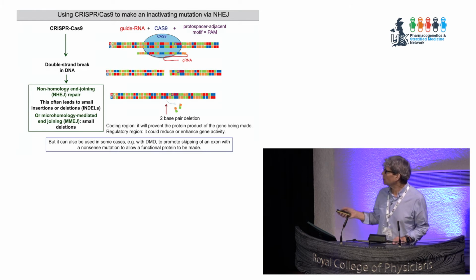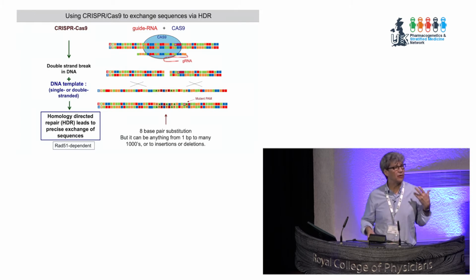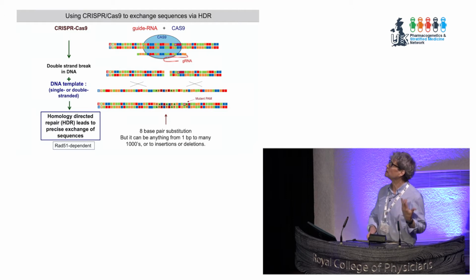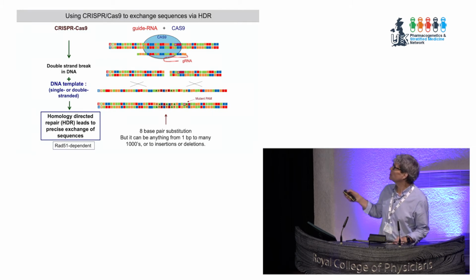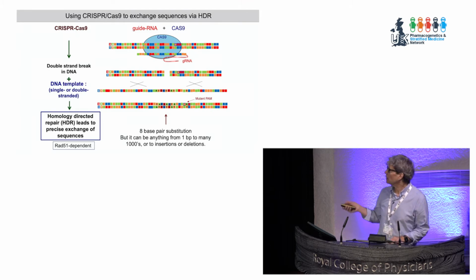You can also try to have homology-directed repair. This is using CRISPR-Cas9, for example, to exchange sequences, so you're substituting one sequence for another. In this case, you start off in the same way, with Cas9 protein and guide RNA, but you also introduce a DNA template which carries the particular change that you want to make in the genome. I just illustrated an 8 base pair substitution here, but you can really alter anything from a single base pair up to many, many kilobases. You can make insertions or deletions or substitutions.